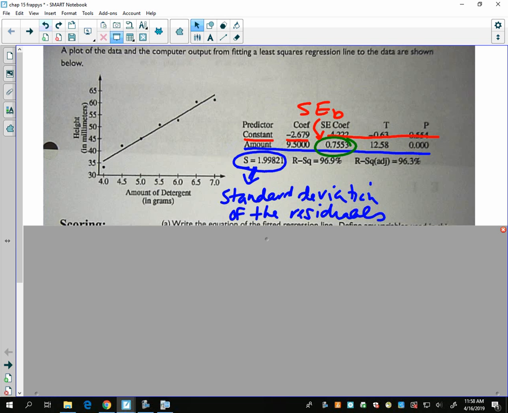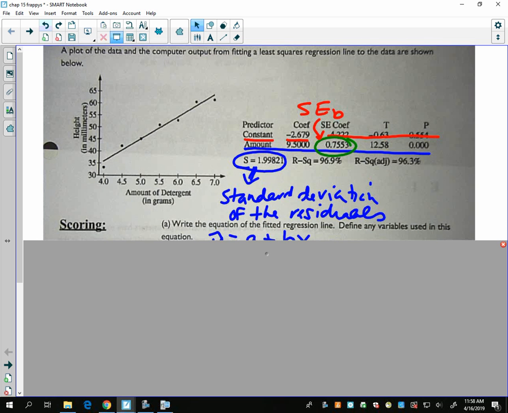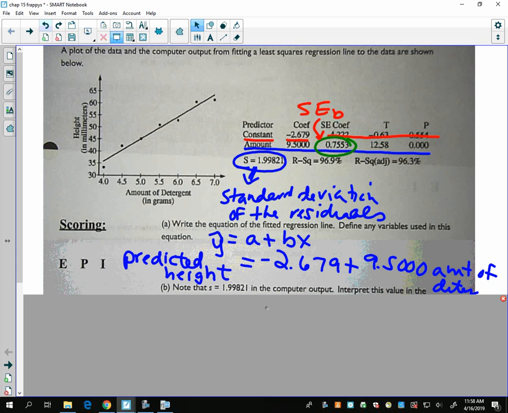So part A says, write the equation of the fitted regression line. You can copy that down. So predicted height, instead of writing the word predicted, you could just put a hat over it. You could put height with a hat on it instead of writing predicted height, but that's what the hat means, predicted. There's your y-intercept plus 9.5000 amount of detergent in grams.